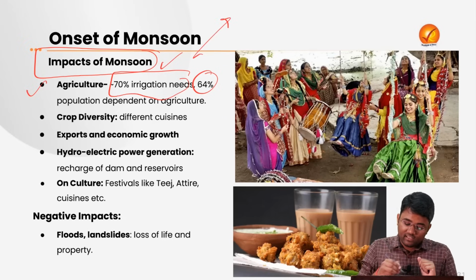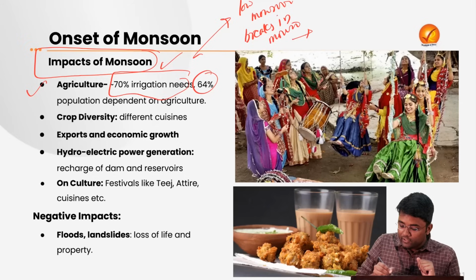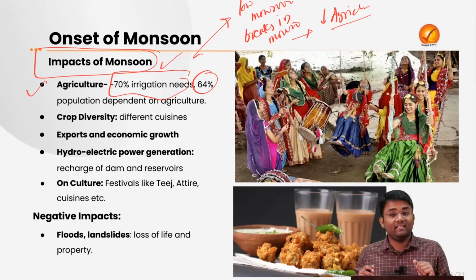That's why we see that when there is a very low monsoon or breaks in the monsoon, it leads to reduced agricultural productivity. The agricultural production reduces and that leads to losses to the farmers.